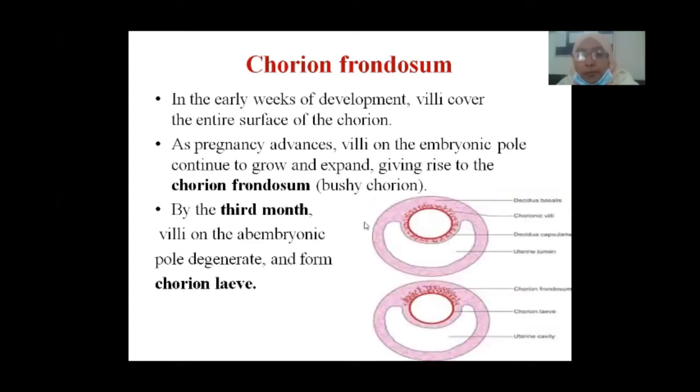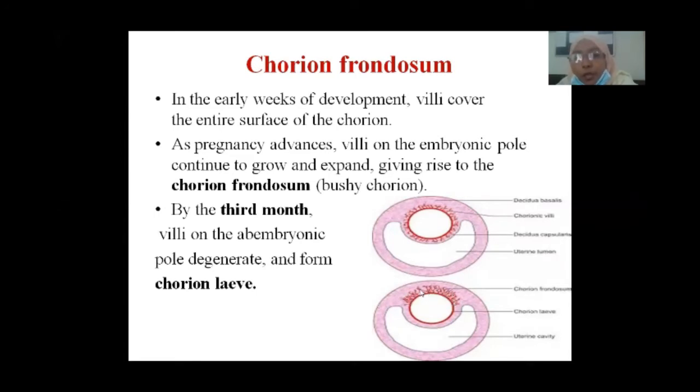Let's see a picture. In this picture, this is the uterine wall and this is our embryo. This is the chorionic membrane, or chorion. Initially, in the early weeks of development, the villi surround the entire surface of the chorion. But as the pregnancy advances, only the embryonic pole shows chorionic villi.